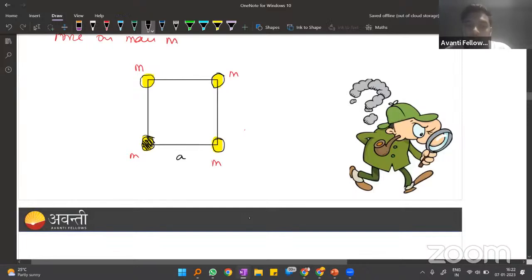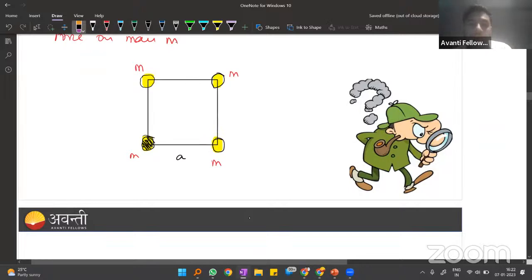Now we have to calculate, let's say, the force on this mass. On any mass you calculate, the magnitude of the force will be the same. You can take any one. I am taking this one.